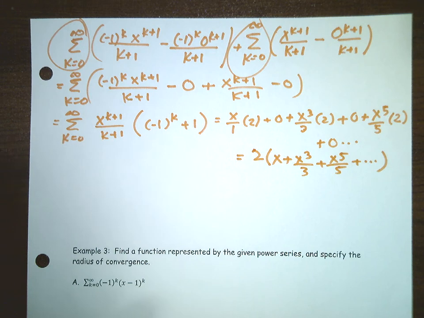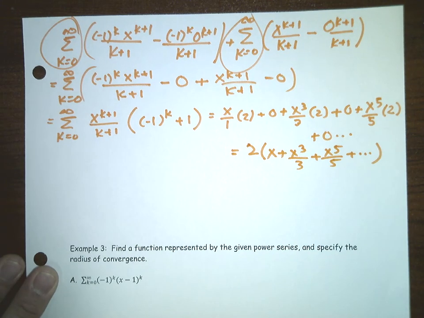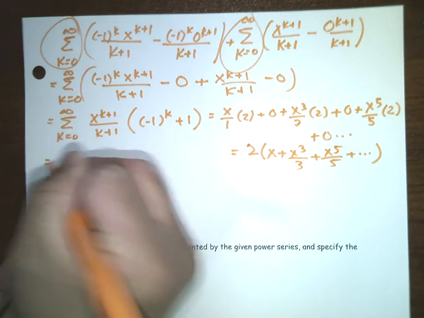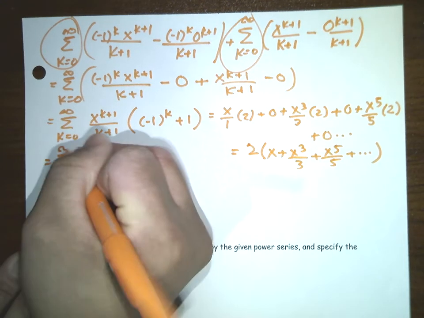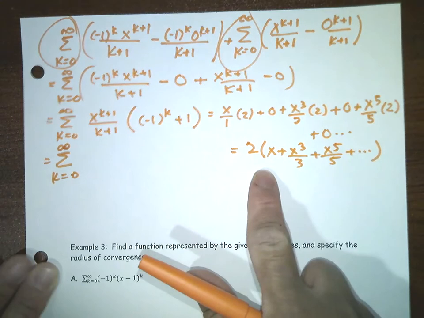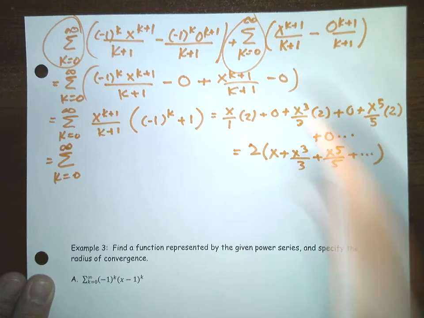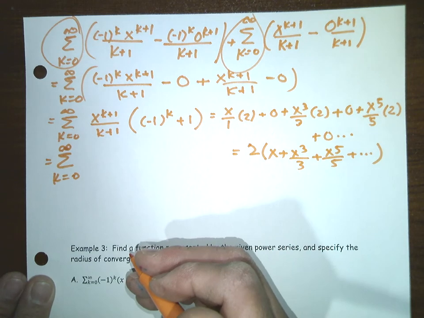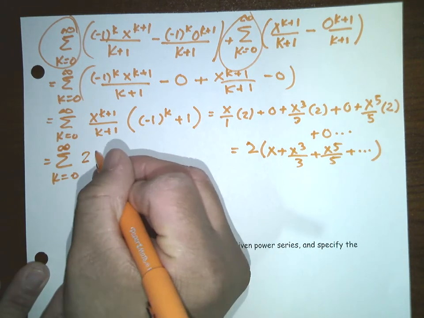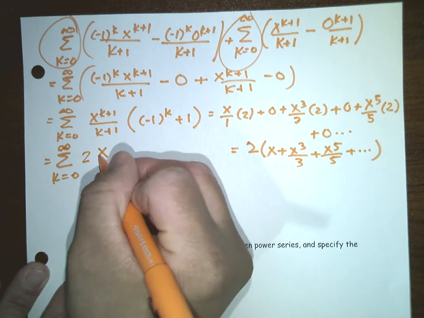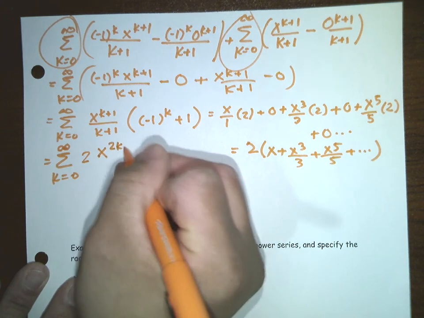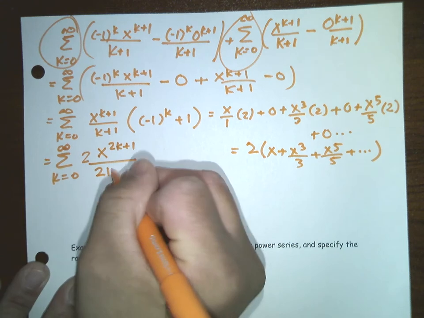So then I hope that you can see another way to write this. You could rewrite this as the sum k equals 0 to infinity, and since you only have every other power term, because every other one ended up being 0, this is actually 2 times x to the 2k plus 1 over 2k plus 1.